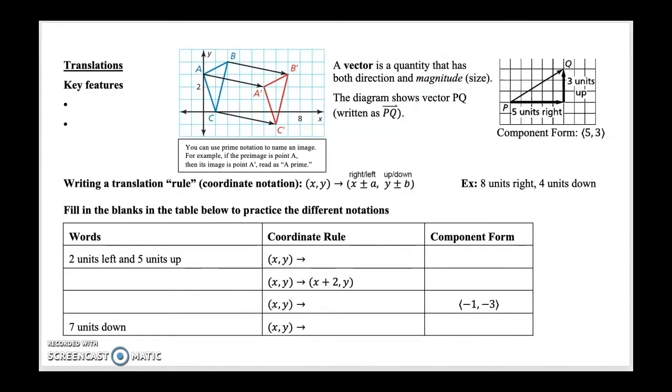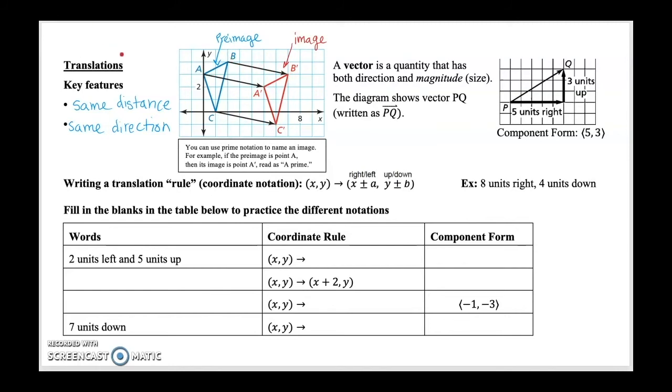So let's specifically talk about translations now. So the key feature of a translation is that the image is the same distance and same direction from the pre-image. So you can see right here in this diagram, this blue one is the pre-image and this red one is the image, and the way we can tell is by these markings like I mentioned. So when we do the image points, we mark them with this little apostrophe, and it's read as prime. So that's what it's talking about down here, prime notation. So this would be A prime, B prime, C prime. And you can see that, looking at these lines, each point is the exact same distance and direction from its pre-image point.